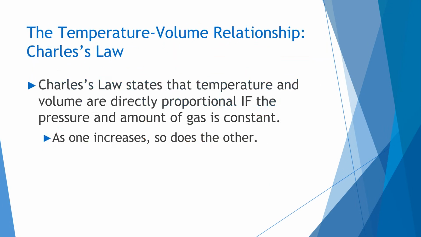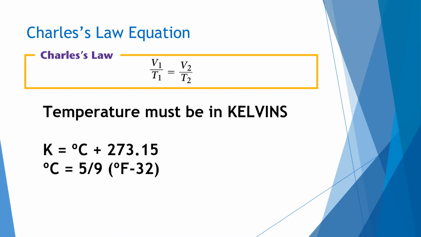The next type of relationship we're going to look at is a temperature-volume relationship, and this is usually summarized in Charles' law. Charles' law states that temperature and volume are directly proportional, and that is true if pressure and the amount of gas is constant. So what does it mean to be directly proportional? It basically means if one of those values increases, the other is going to do the same thing. And vice versa. If one of those values decreases, the other value is going to decrease as well.